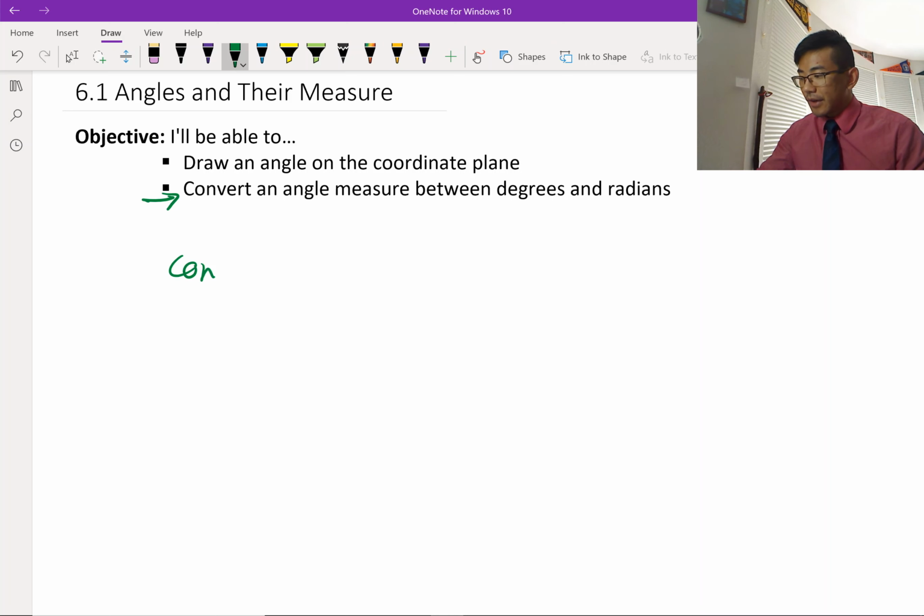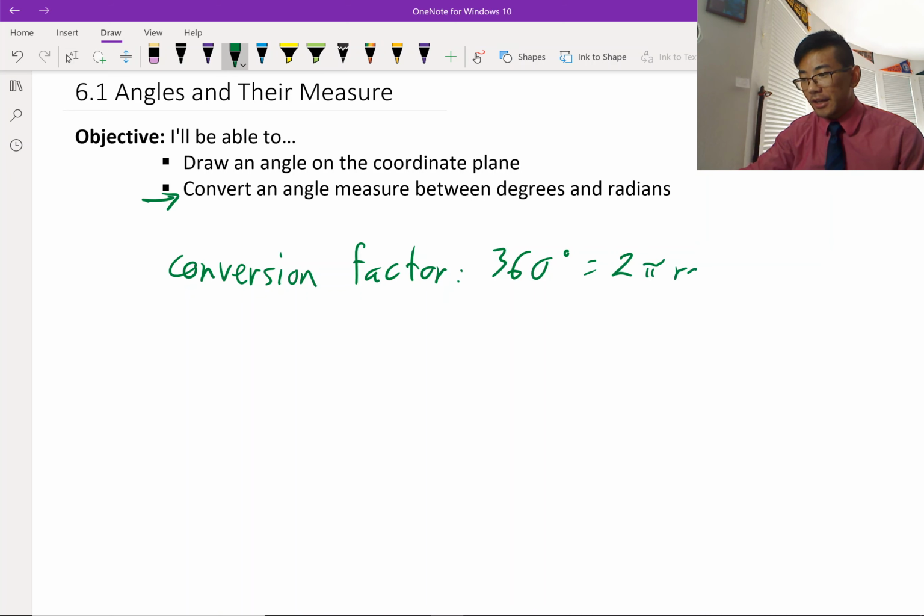Here's your conversion factor. And if you're taking chemistry or physics, then this will look very familiar. It's just another type of converting between units. Your conversion factor is that 360 degrees, we call that 2 pi radians. And this is actually unitless. So usually you could just say 2 pi. 360 degrees and 2 pi is the same thing.